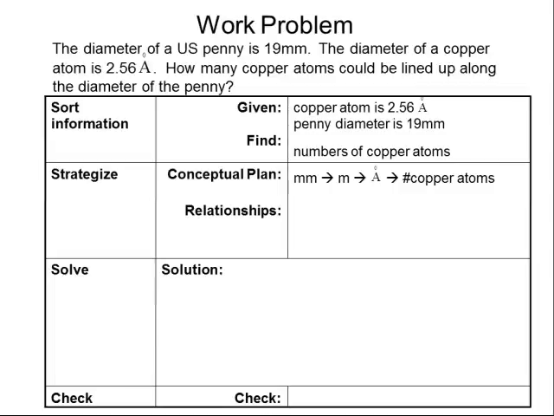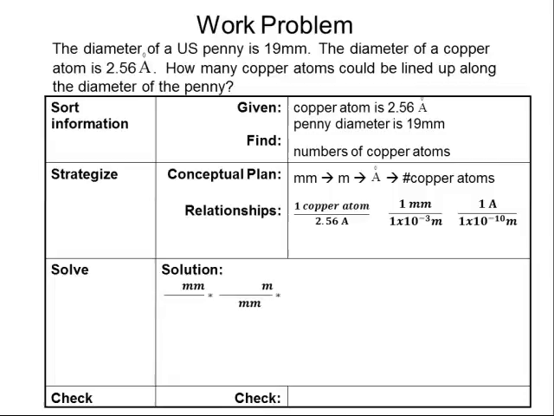All right, so what sort of relationships am I going to need? Well, I'm going to need to know that 1 copper atom is 2.56 angstroms. I need to know that 1 millimeter is 1 times 10 to the negative 3 meters. And I need to know that 1 angstrom is 1 times 10 to the negative 10th meters. All right, so let's set up the solution. We're starting with millimeters. We're going to go from millimeters to meters. Millimeters cancel out. We're then going to go from meters to angstroms. Meters cancel out. And then we're going to go from angstroms to copper atoms, and our angstroms cancel out. We'll be left with copper atoms for our final units. So let's put the numbers in there.